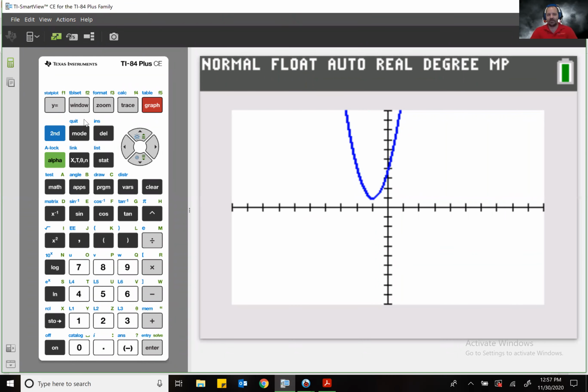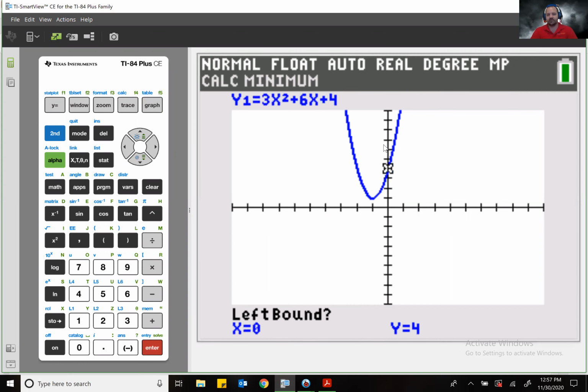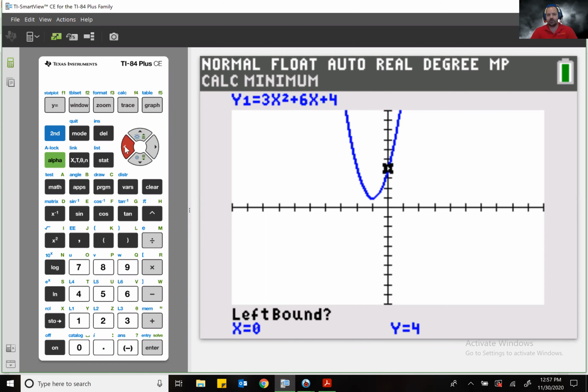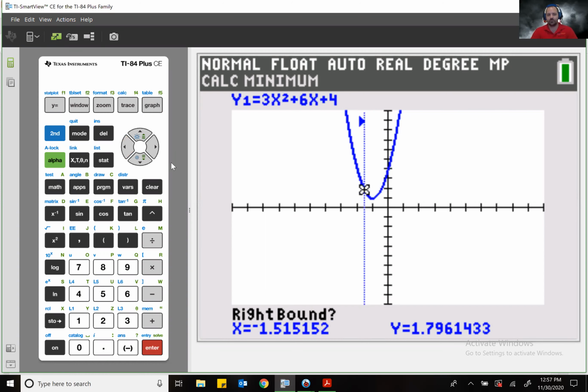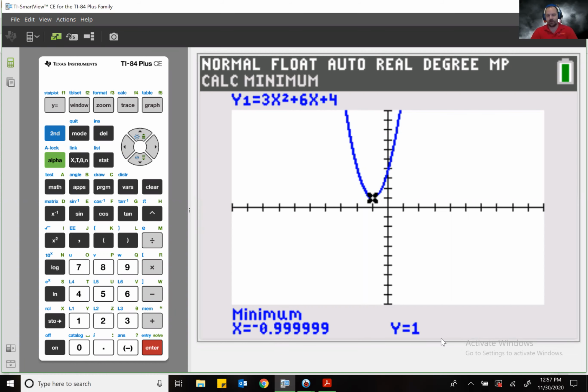And we could double check that. There's a feature on here that if you hit second trace, this is a minimum because it's a U shape. And if we scroll to the left, hit enter, got to be to the left of your vertex. Then it says scroll to the right, hit enter, and then now take a guess. I believe the vertex is there. And we are right. This is negative 1, comma 1. So there's the vertex.